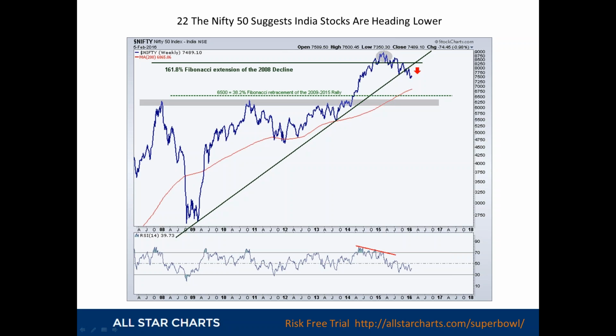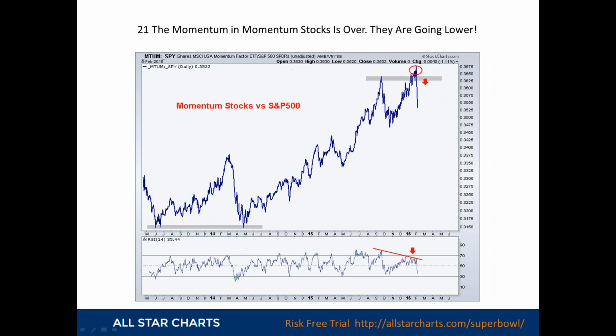We want to be sellers of any and all strength in the Nifty 50. And I think we're heading down towards 6,500. This represents the 38.2% retracement of the 09 to 2015 rally. I think that's where we're headed and where we want to cover shorts.